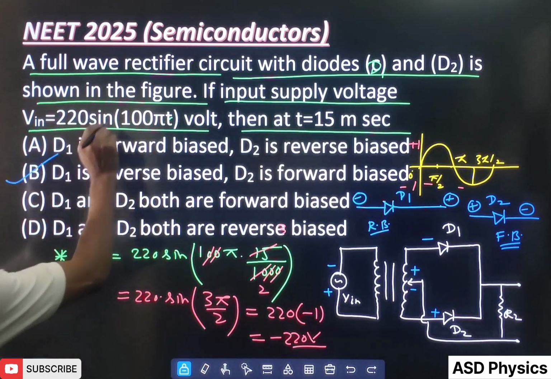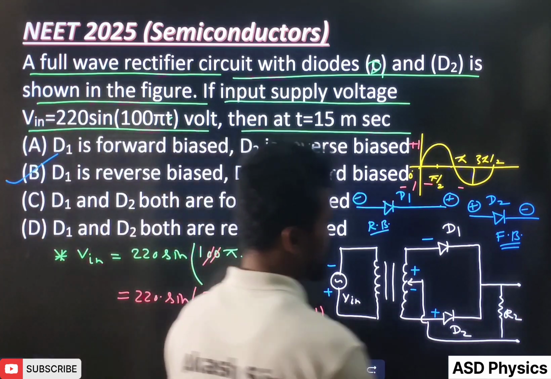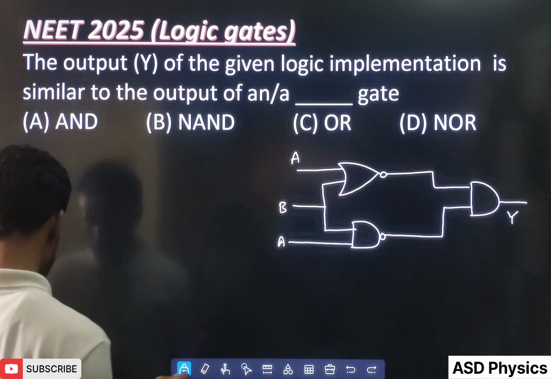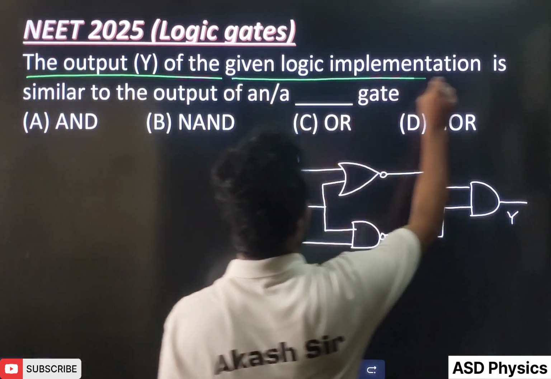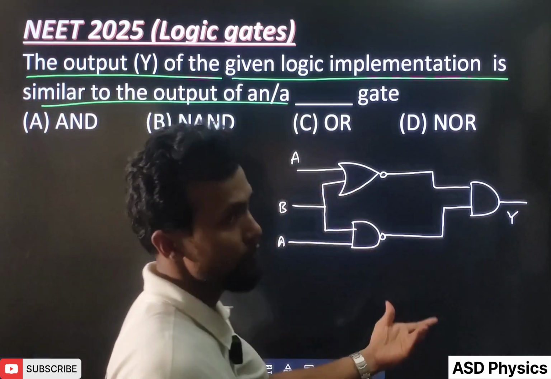Which option is correct here? The correct option is option B. Great. Next one, students, logic gate questions are there. Let's go through the question. What is the question here? The output Y of the given logic implementation is similar to the output of which gate?